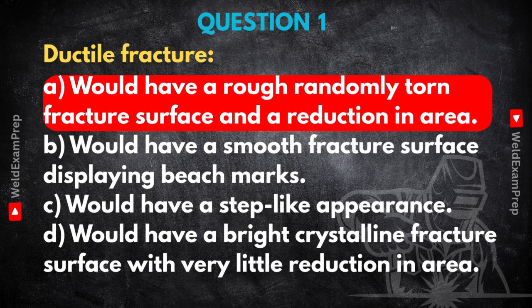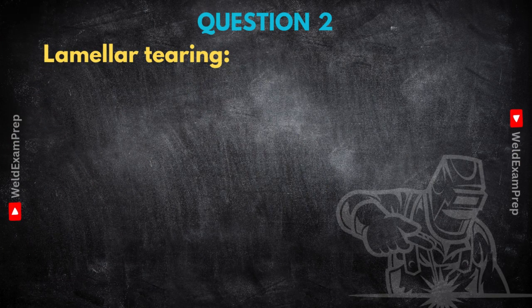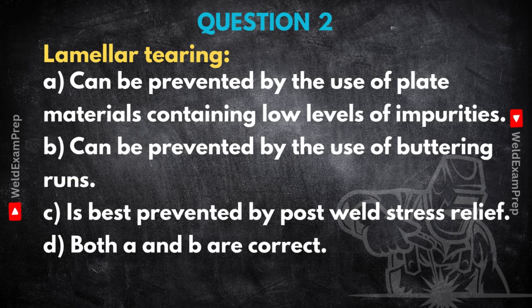But knowing how things fail leads right to: how do we prevent it? And talking about preventing specific weld defects, one that crops up, especially in critical work, is lamellar tearing. So question 2: lamellar tearing, A, can be prevented by the use of plate materials containing low levels of impurities. B, can be prevented by the use of buttering runs. C, is best prevented by post-weld stress relief. D, both A and B are correct. So for this insidious defect, what are the best ways to fight it?